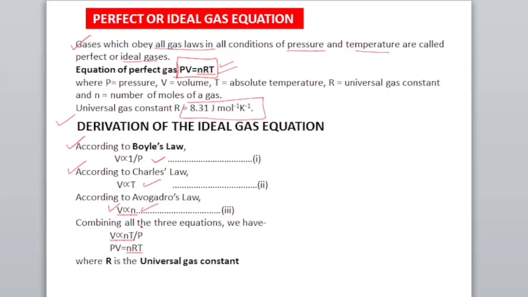If you combine all these three equations, you get V is directly proportional to NT by P. So PV is directly proportional to NT, or you can say PV equals a constant times NT, and this proportionality constant is called the universal gas constant R, and its value is 8.31 joule per mole per Kelvin. In this way you derive the ideal gas equation, PV equal to nRT, right? You combine the different gas laws and you get this equation.